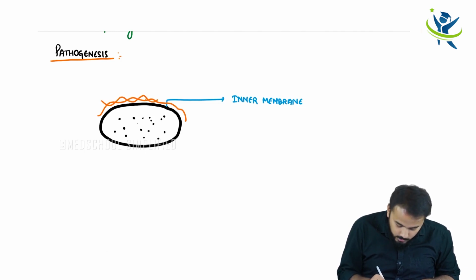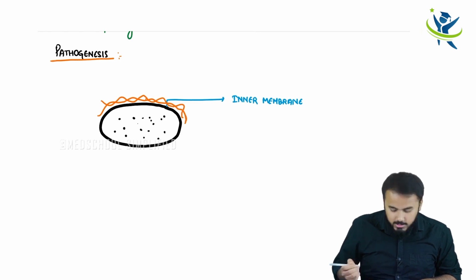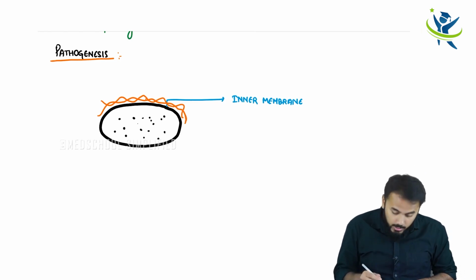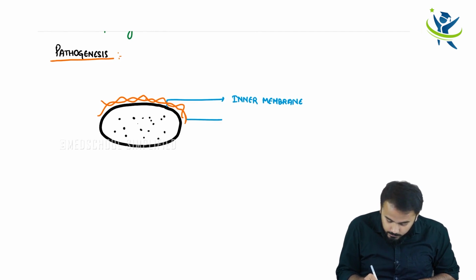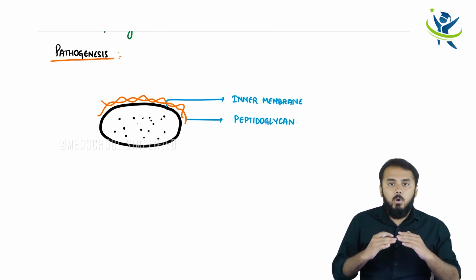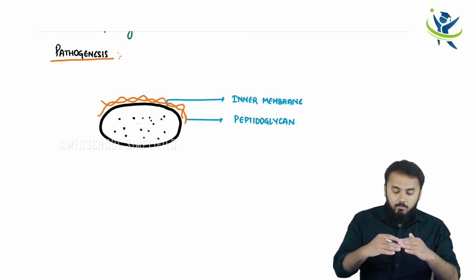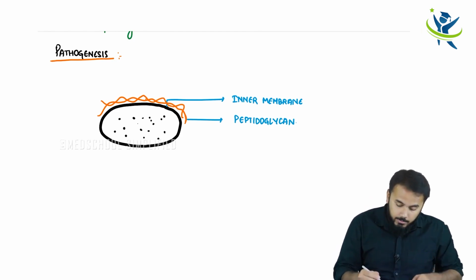Now what are these structures? Don't tell me it is DNA, but what are these structures? This is called peptidoglycan. Fine. Upon this peptidoglycan layer, I have got another membrane that is called the outer membrane.